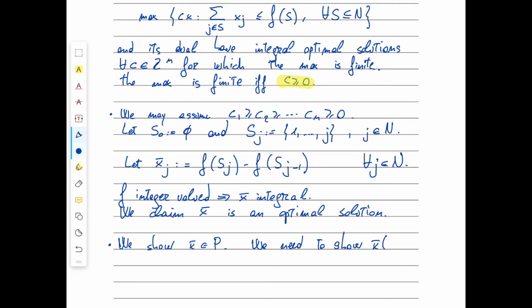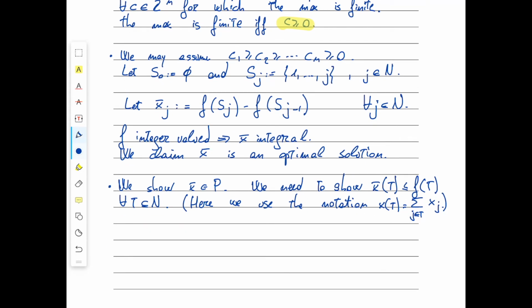I'm going to write it in this form for ease of notation. So let me explain what I mean with x bar of T. This is for every T a subset of N. These are supposed to be the inequalities in our polytope, right? Therefore, here we use the notation x of T equal to the sum for j in T of xj. Okay, so how do we prove this inequality? The proof is by induction.